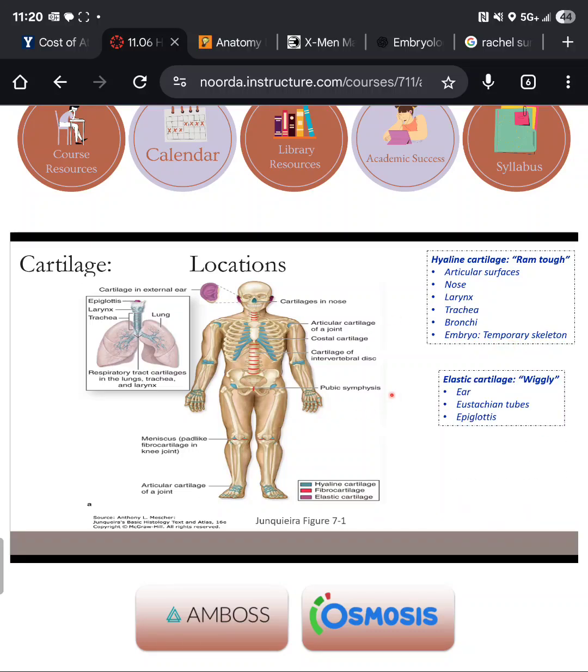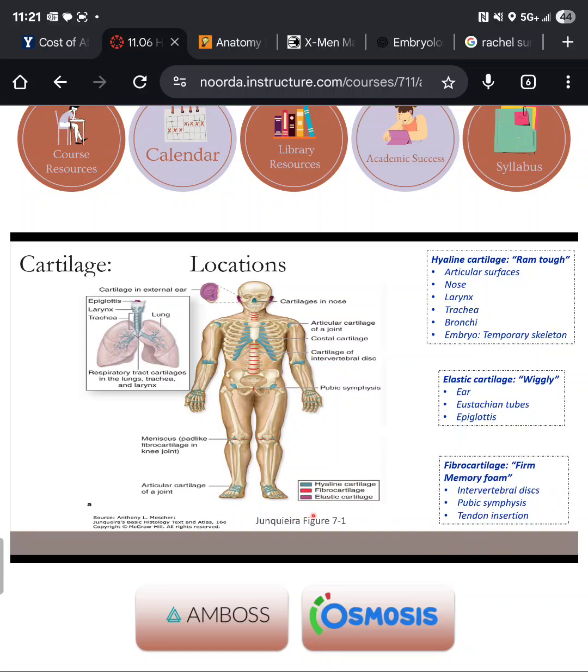With elastic cartilage, we'll talk more about the specifics of the histology later on, but keep in mind, I'm really focusing on the locations at the moment. But again, elastic, I would think of the term wiggly, because you can wiggle your ears, your eustachian tubes have to move, and also your epiglottis also has to move when you're swallowing.